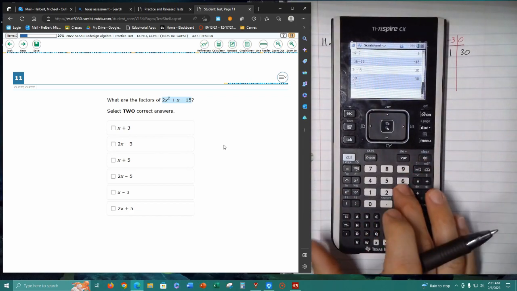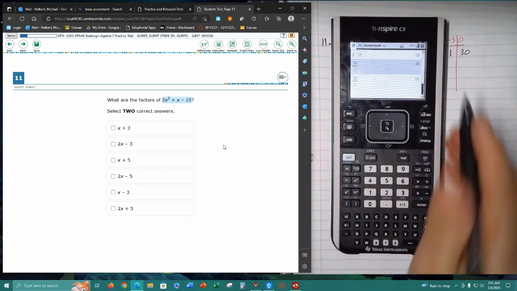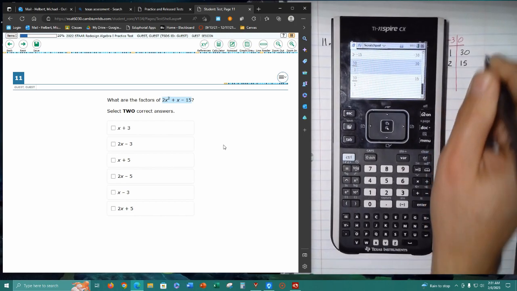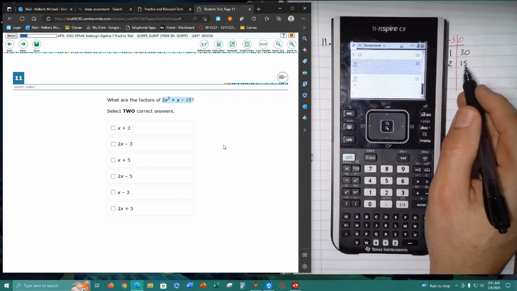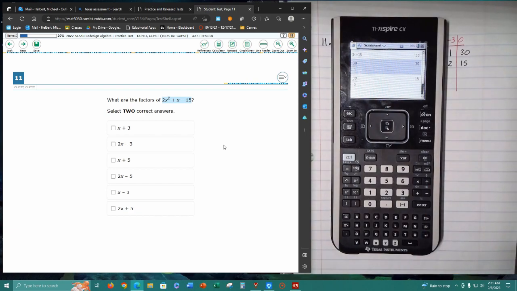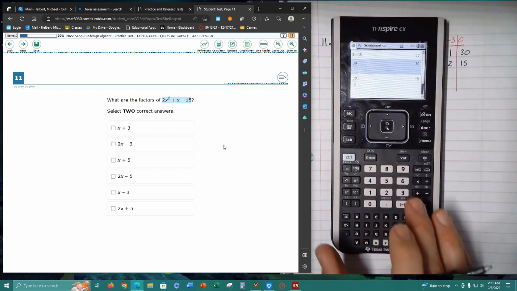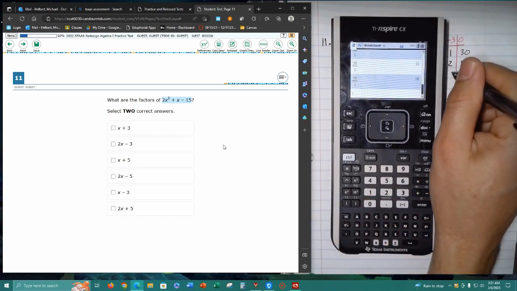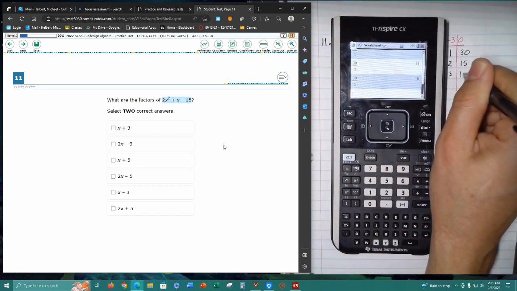So I'm going to try 2 now. 30 divided by 2 gives me 2 and 15. If I add 2 to 15, it gives me 17. If I subtract 2 from 15, it gives me 13. So it still doesn't give me that coefficient of 1. So I'm going to try the next one. I'm going to say 30 divided by 3, and that's going to give me 3 and 10.